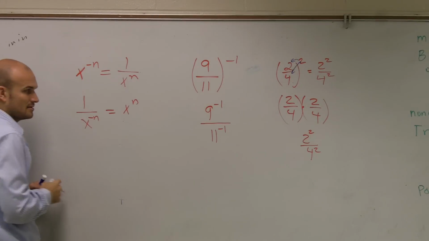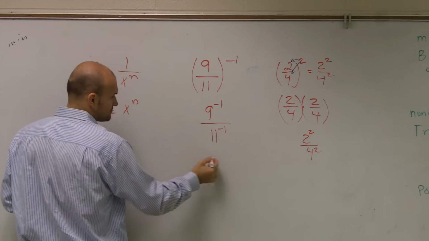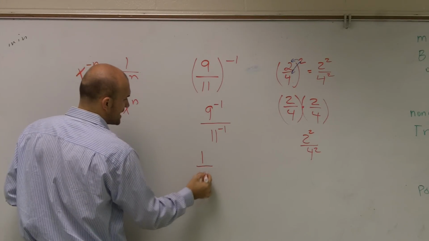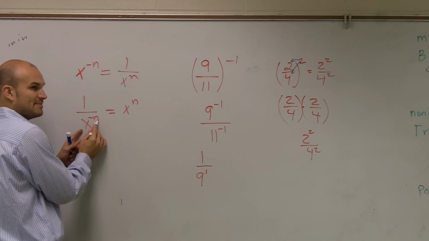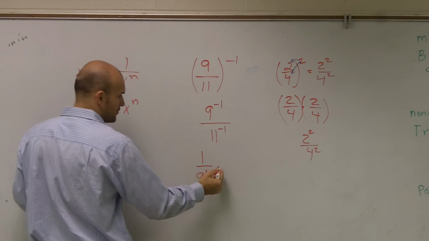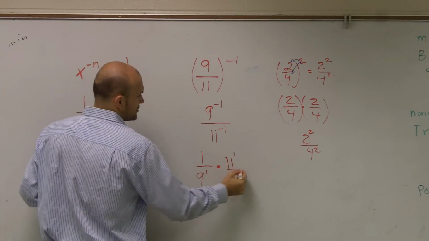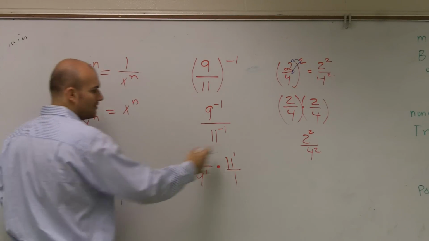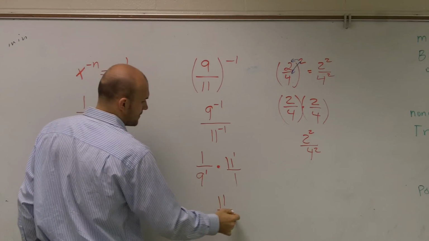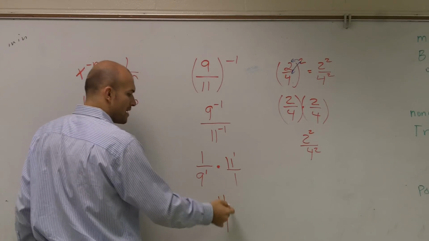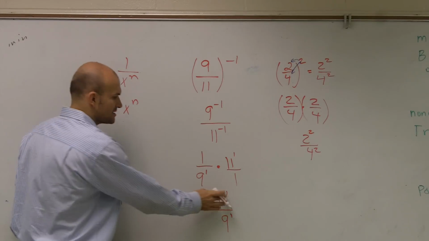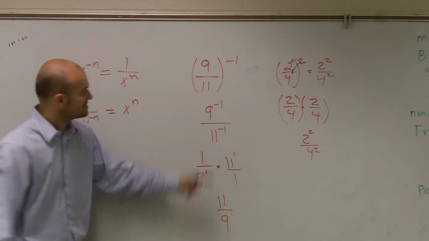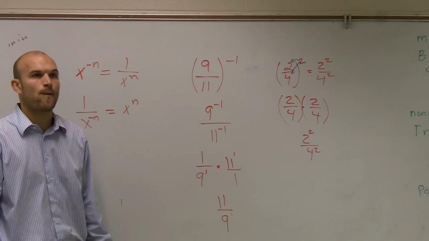Does that make sense? So now I have 1 over 9 to the first power. And if it's 11 to the negative first power, to make that positive, I need to put that over 1. And you can just write over 1 if you want to. So now, what really happens is I have 11 to the first power over 9 to the first power, which again, we don't need to write to the first power, so I can just eliminate it. But what you guys notice is, it's pretty much just the reciprocal of that.